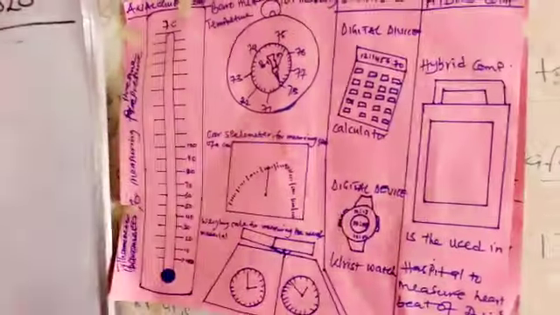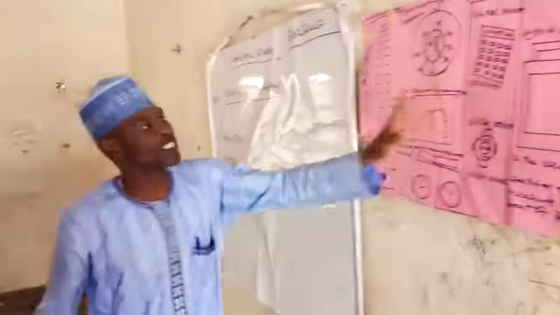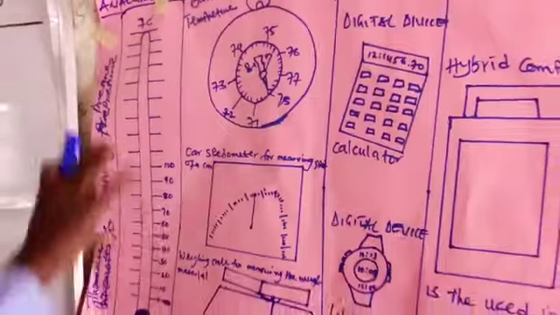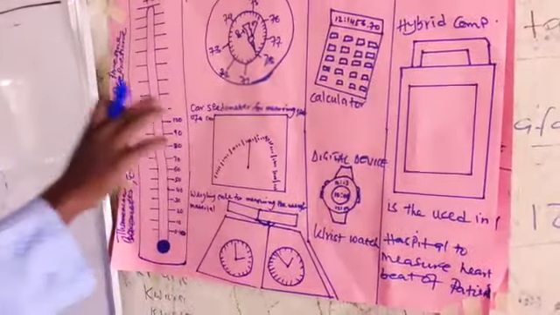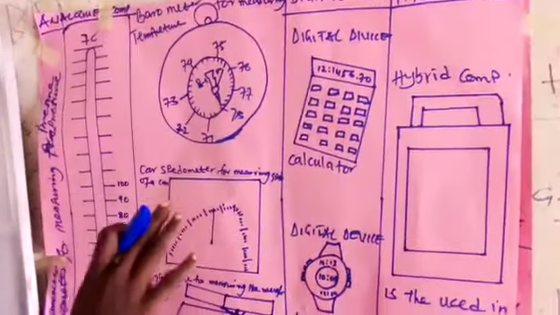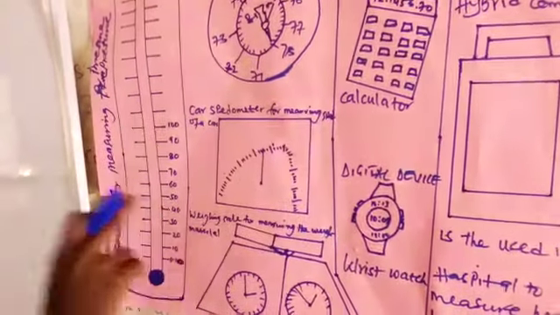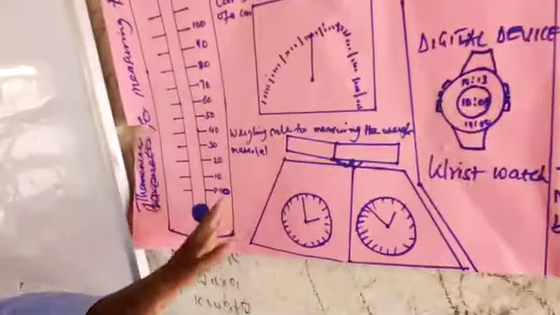So here you can see by the drawing, these are the diagrams of the three types of computers. This one is analog computer. In analog computer, we classify them into four. First classification is what? Thermometer. Second is barometer for measuring temperature. While the third one is the car speedometer for measuring the car speed. While the last one is weight scale for measuring the weight of material.